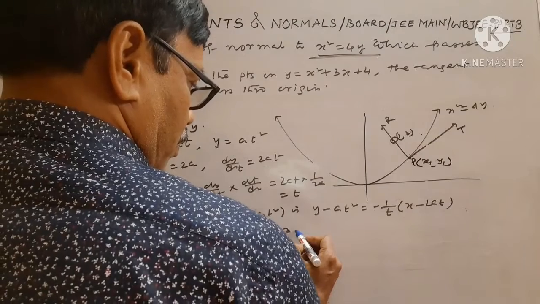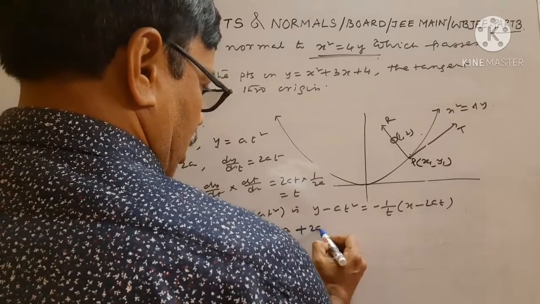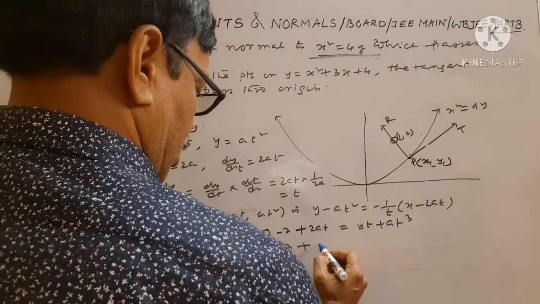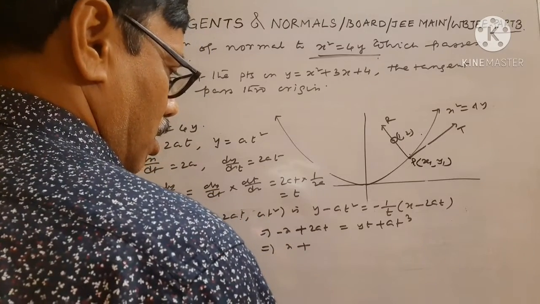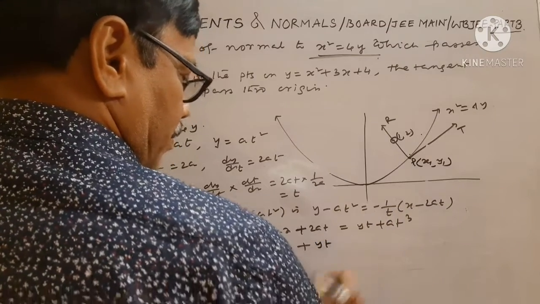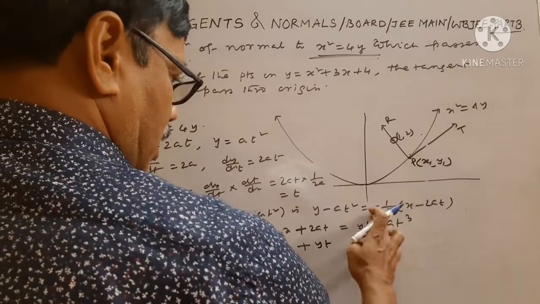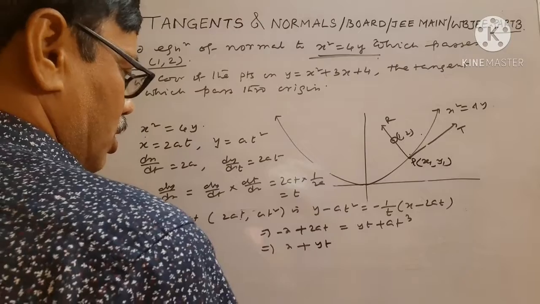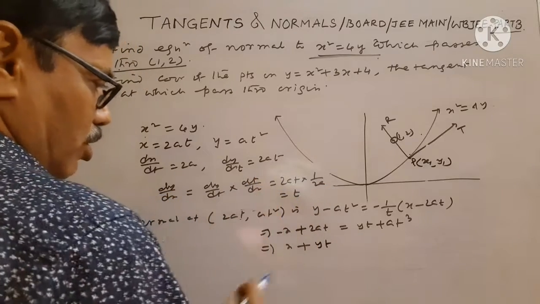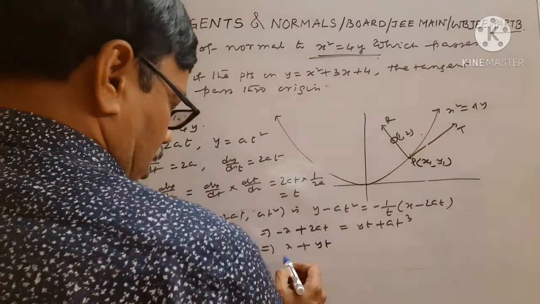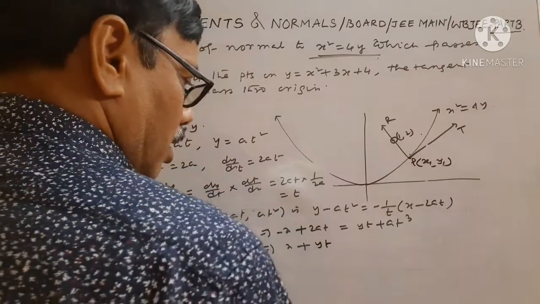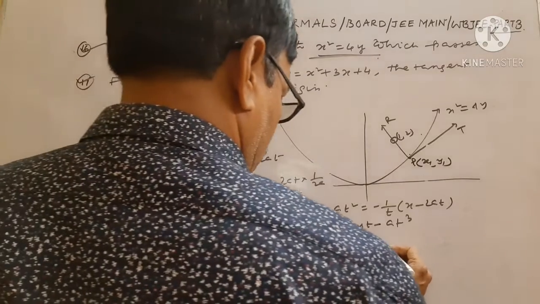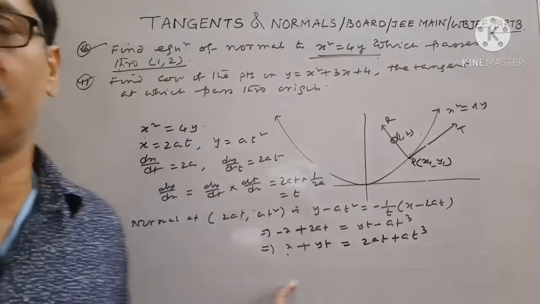So minus x plus 2at equals yt minus at cube, since dy/dx is t, so the slope of the normal is minus 1 by t. So x plus yt equals 2at plus at cube. So this is the equation of the normal.